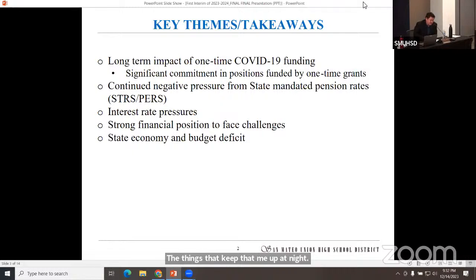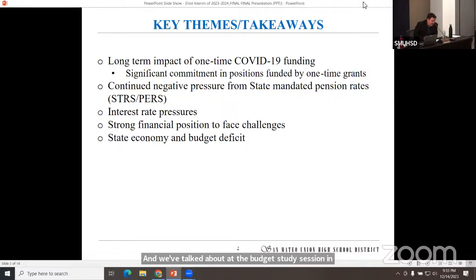So in terms of the key takeaways, these are the things, if you stop listening to me after this, these are the things to focus on. We are not alone, but the long-term impact of the one-time COVID-19 and other one-time funding that was made available by the state and federal governments over the last several years. We still continue to have significant commitments in positions funded by one-time grants. And we've talked about, at the budget study session in November, some thoughts on that.